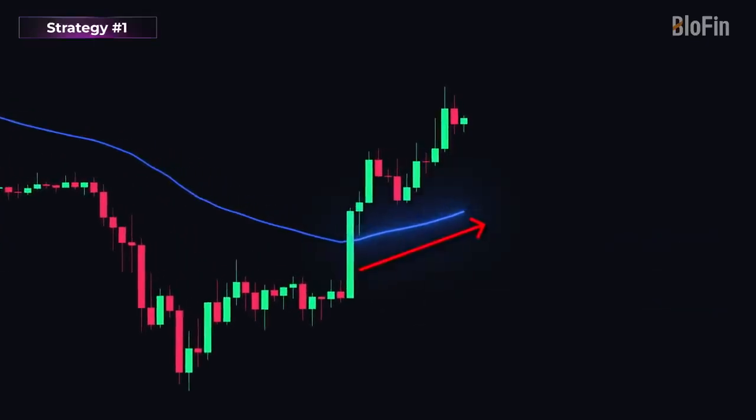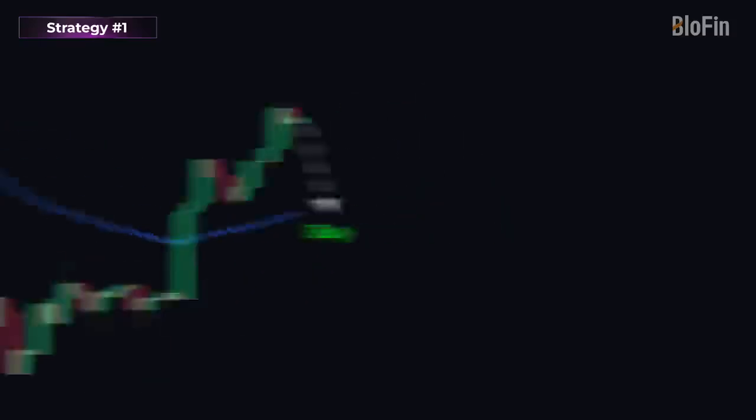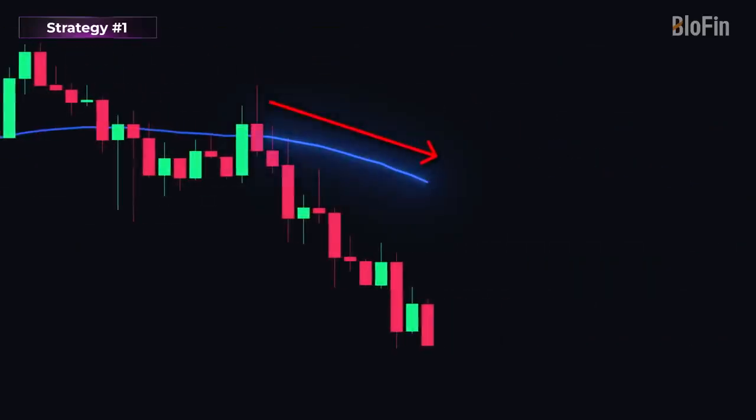So, if the EMA is sloping upwards, like this, and price is above it, then it's a clear uptrend, which means for this setup, we'll wait for a pullback downwards to enter a long position. Now, if the EMA is sloping downwards and price is below it, then it's a clear downtrend, which means we'll wait for a pullback upwards to enter a short position.